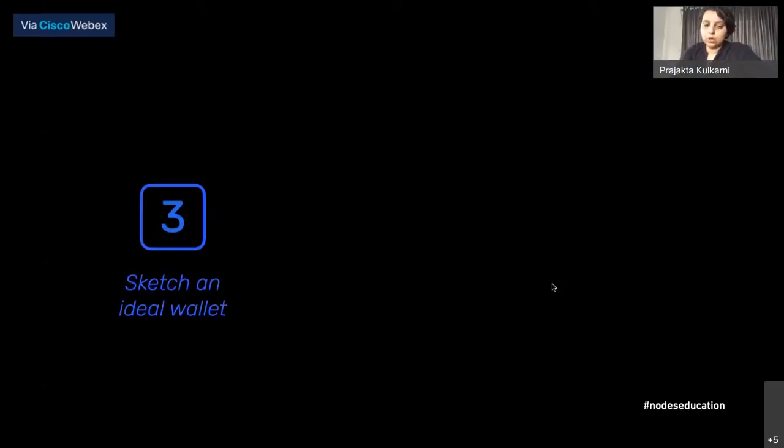Right. The activity was 3 minutes. You had to sketch an ideal wallet onto a piece of paper using your pen or pencil. Try not to make it too elaborate. Just make sure you stick to your creativity and what you think should be an ideal wallet.